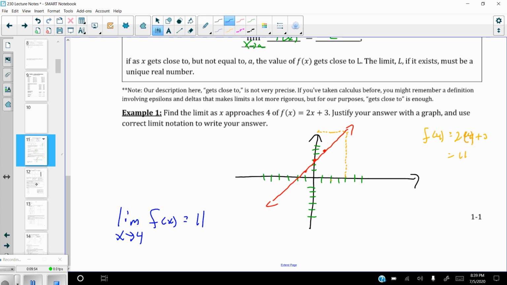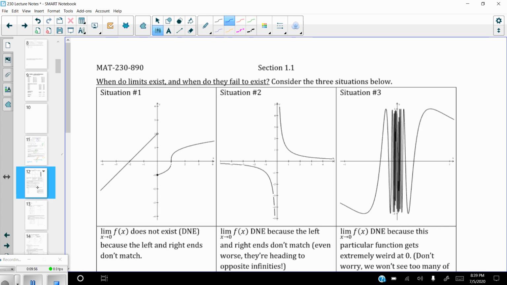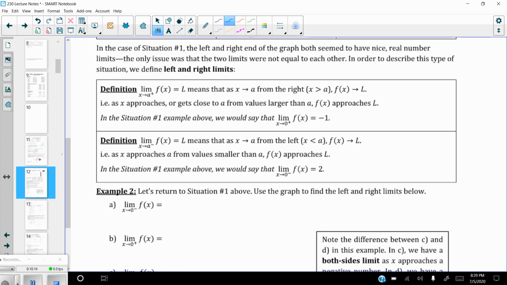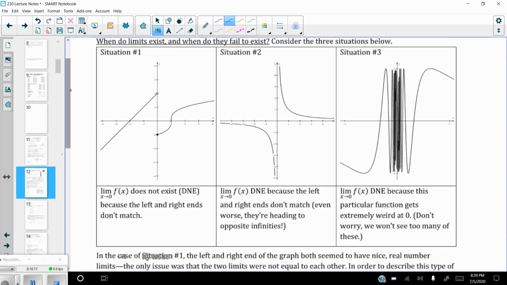Okay, let's go ahead and take a look at the next page. There are times on graphs where limits fail to exist. The first situation, like the one that we see here on the left, situation 1, what you can see is as x approaches 0, whoops, sorry about that. As x approaches 0, right there, if we follow the graph as x approaches 0 from the left-hand side of 0, the y value seems to be approaching 1.